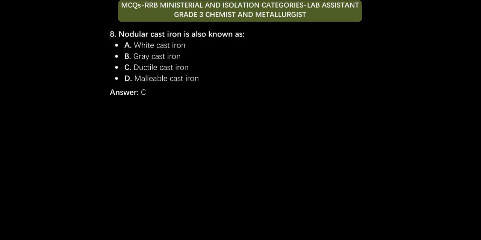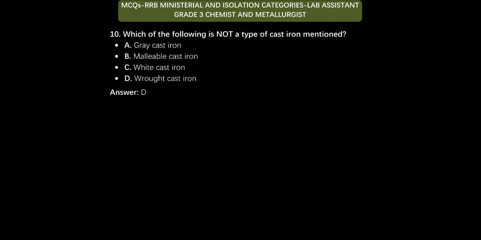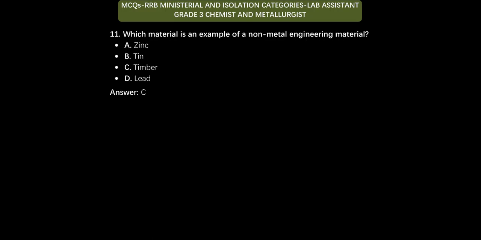Nodular cast iron is also known as option C, ductile cast iron. Which of these is a typical property of non-metal? Option A, poor conductor of heat. Which of the following is not a type of cast iron mentioned? Option D, wrought cast iron.